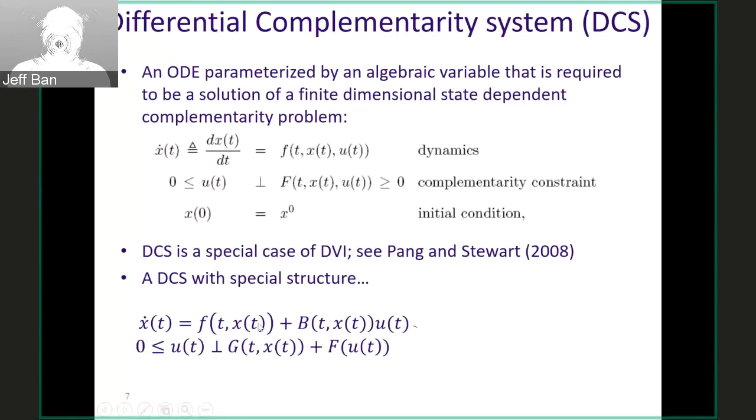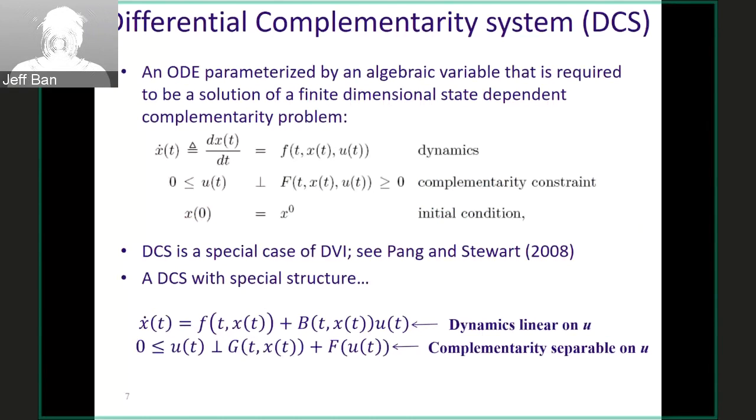So this structure is that, if you look at it, the dynamics is linear in U. You can consider X as the state variables of your system and U as the control variables of your system. So the dynamics is linear in U, and the complementarity is separable in your U variable, your control variables. So this type of special formulation can be easily analyzed and solved, right?